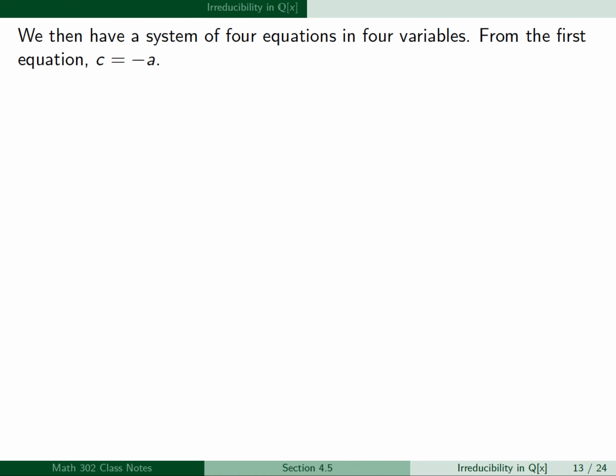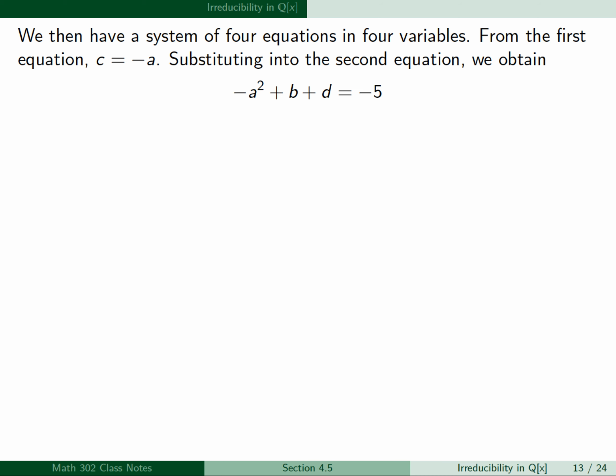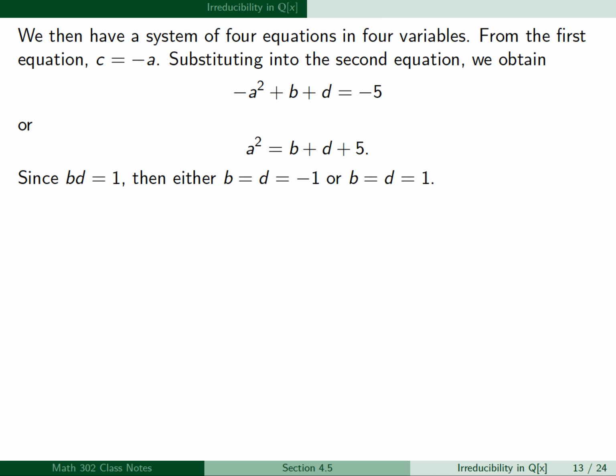From the first equation, we obtain c is equal to minus a. Substituting into the second equation, we obtain minus a squared plus b plus d is equal to minus 5, or a squared is equal to b plus d plus 5. Since bd is equal to 1 from one of our other equations, then either b is equal to d is equal to negative 1, or b is equal to d is equal to plus 1. This gives us two cases.